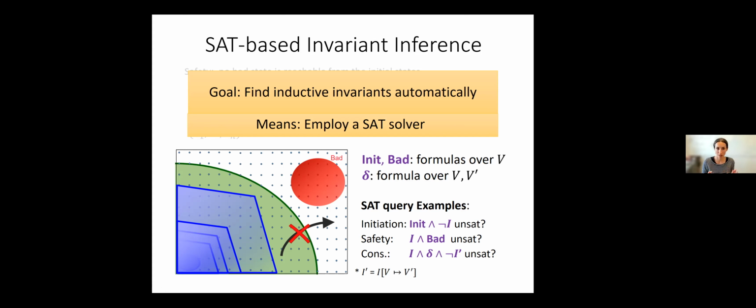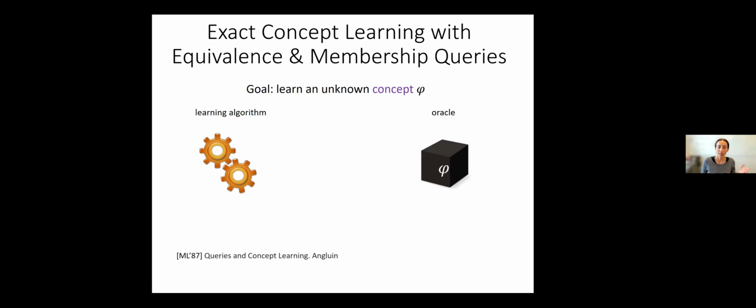Okay, so this is some background about SAT-based invariant inference. And now I see that this is hiding part of the slides for me. Okay, never mind, I'll manage.